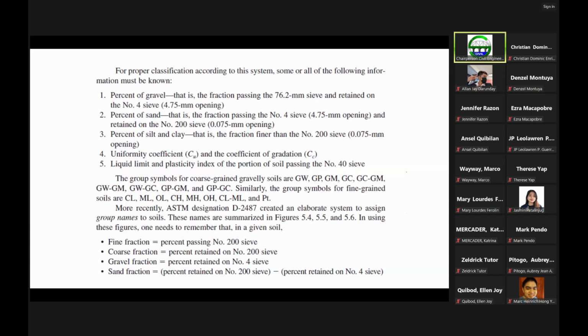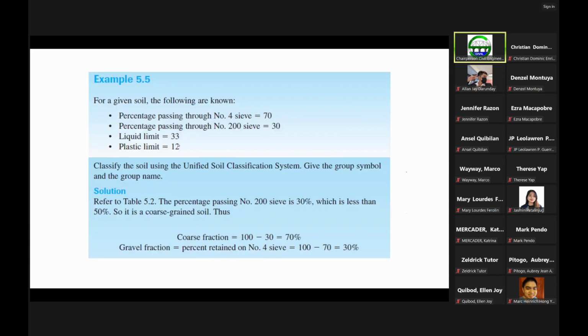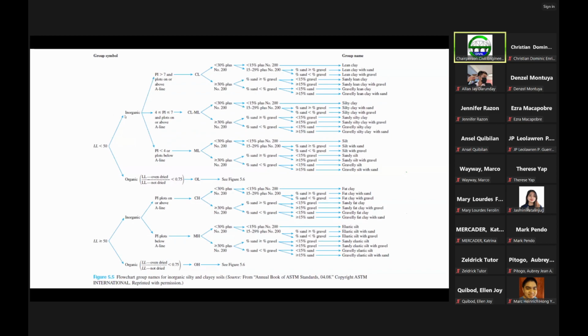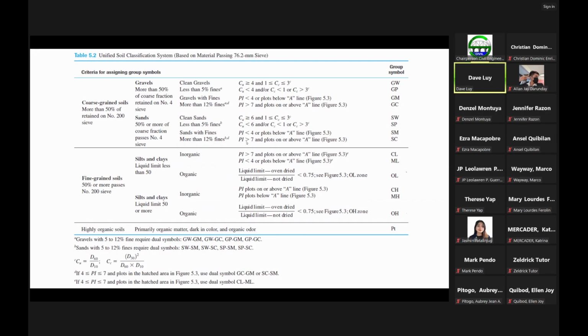Okay, so that means the group symbol is this one here. From coarse grain, we went to sands, and then to sands with fines, and then we have the PI greater than 7. That leads us to SC, or a clay sand material. SC. This is now the group symbol.